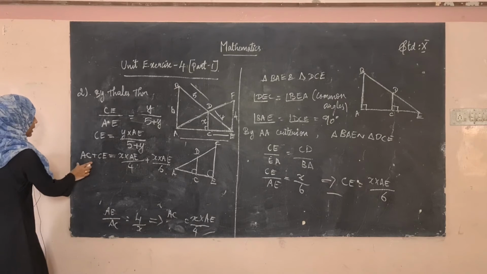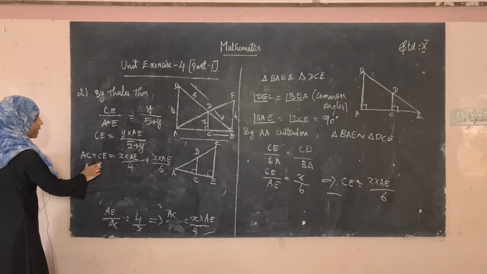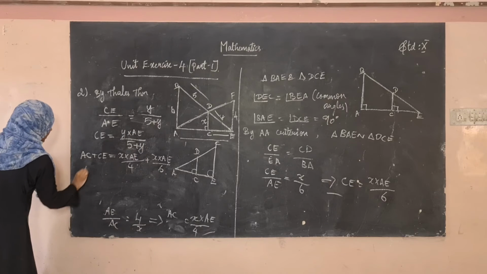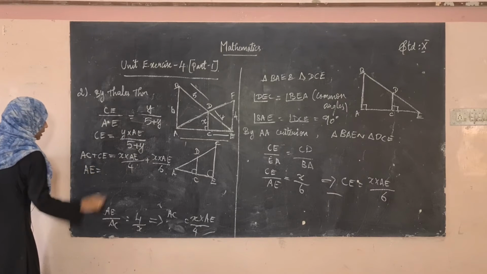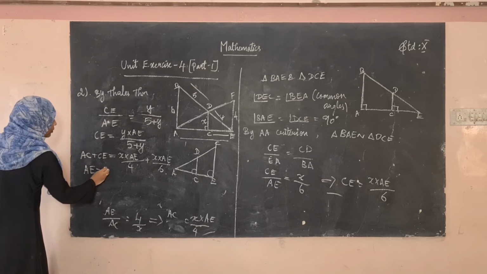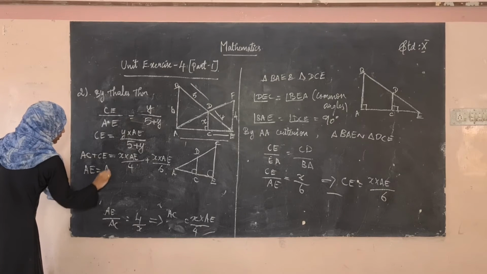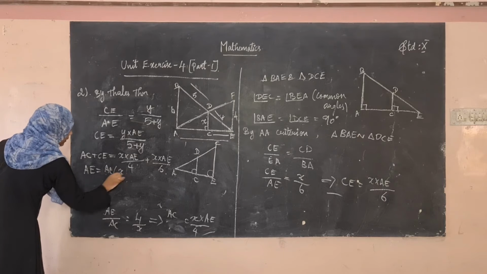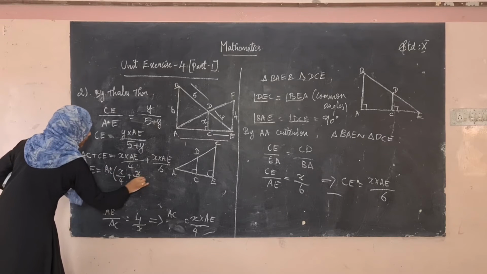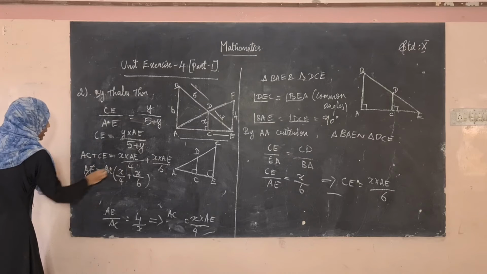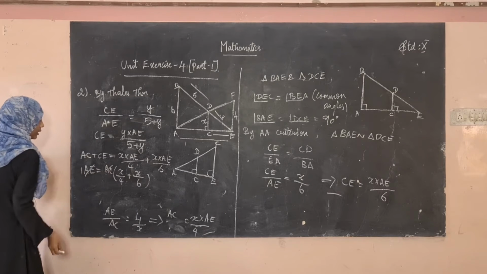Okay, what is AC plus CE? It is AE. Therefore, AE is equal to X into AE, so take AE as common outside, X divided by 4 plus X divided by 6. So AE and AE get cancelled. So here it is 1.